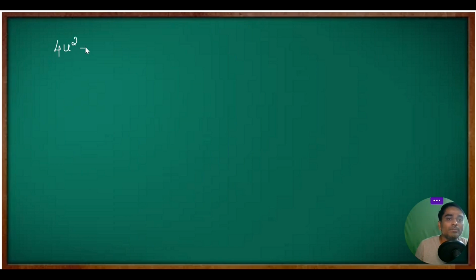So students, the next question is 4u square plus 8u equal to 0. If you see here, the third term is missing.